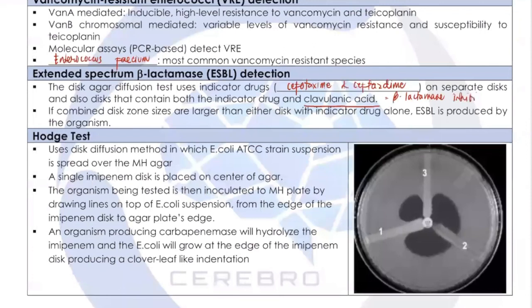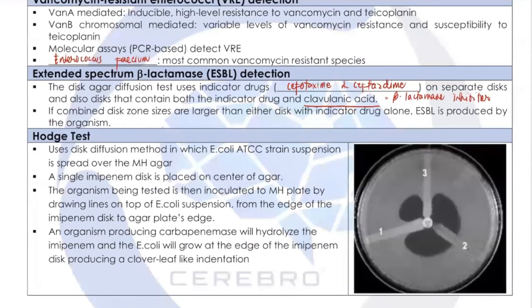Okay, so how do we interpret the result here? If the combined disc zone sizes are larger than either disc with indicator drug alone, ESBL is produced by the organism. Okay? So if the combined disc zone sizes are larger than either disc with indicator drug alone, ESBL is produced by the organism. Okay?